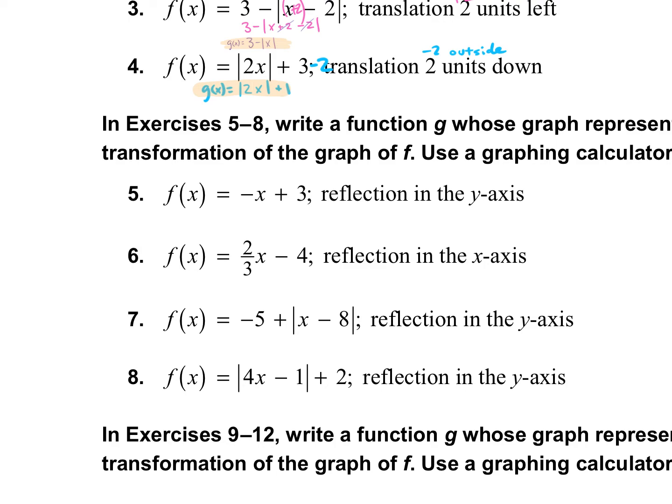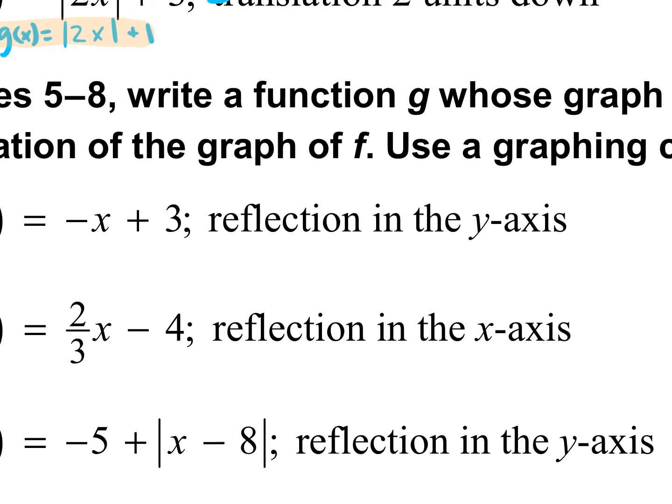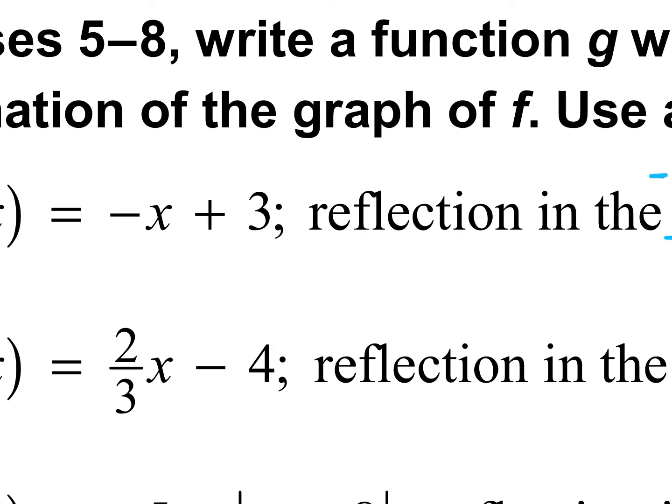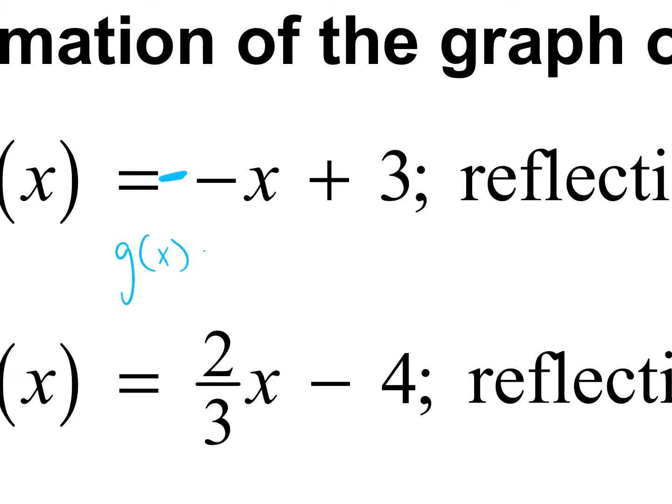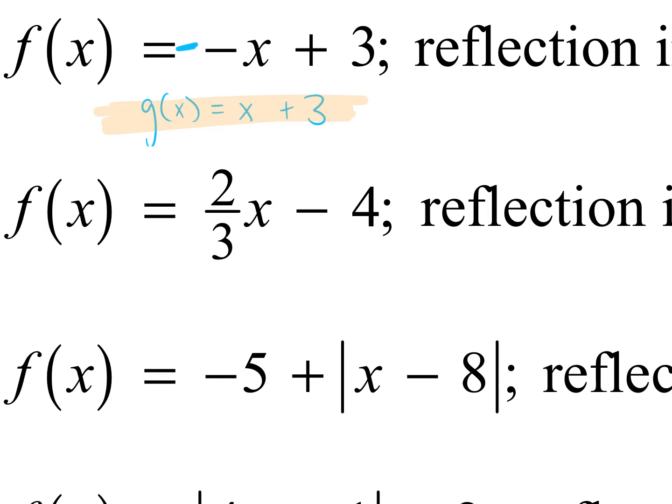All right, next let's take a look at our reflections. So we said when it's on the y-axis, what gets multiplied by -1? Just x. So when it's on the y-axis, it's just the x that gets the negative. So just x would get another negative. What happens when there's 2 negatives? It would turn it positive. So that would be positive x plus 3.